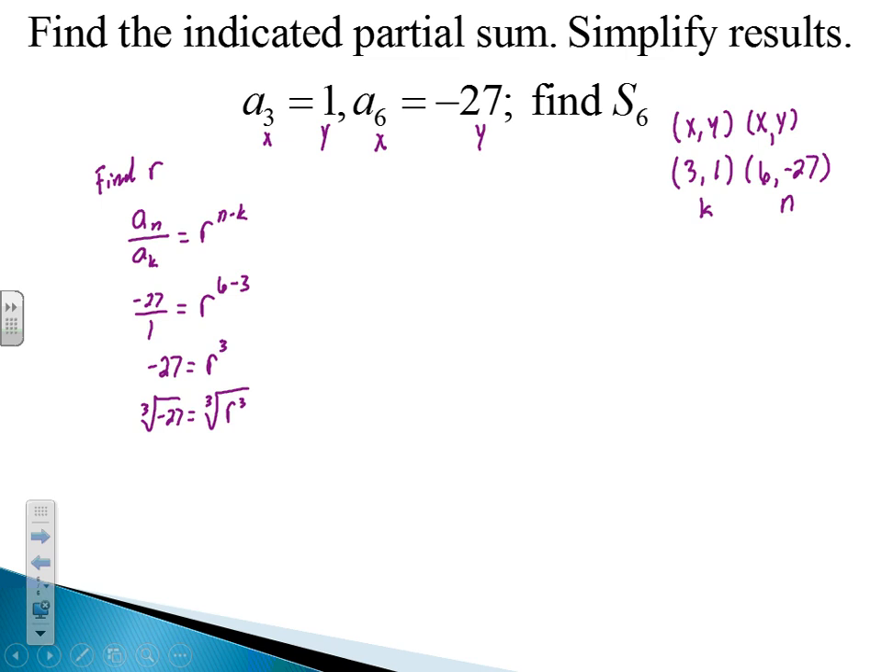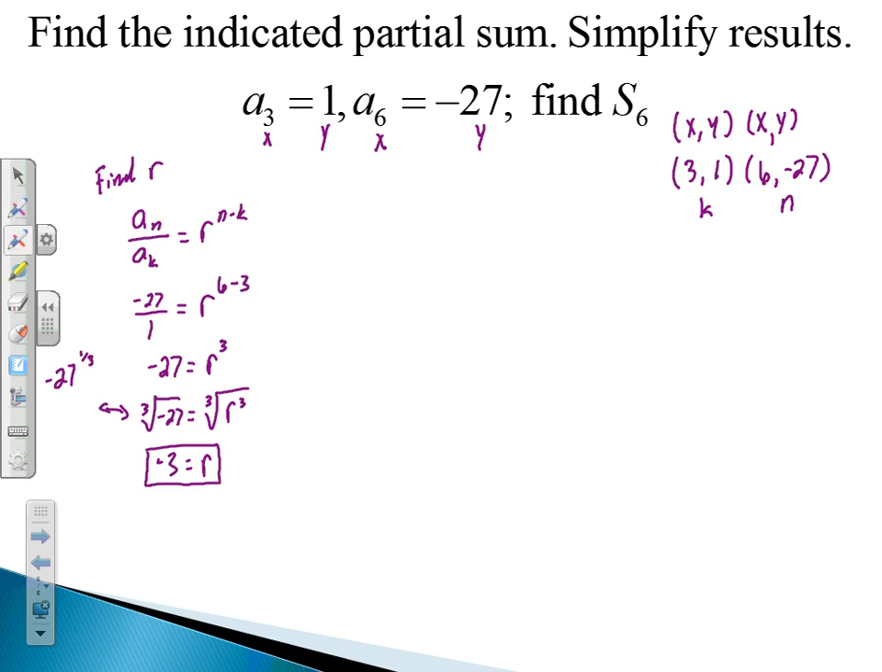And the cube root of negative 27 is the same thing as saying negative 27 to the 1/3 power. So if you want to type it into your calculator either way, with the exponent of 1/3 or the cube root of negative 27, either way is going to give us negative 3 to be equal to r. So there is r. There's the first thing that we needed. Now what we're going to do is find the first term.